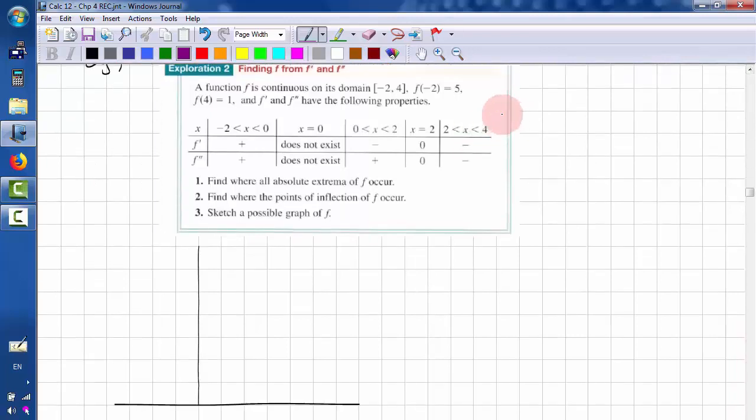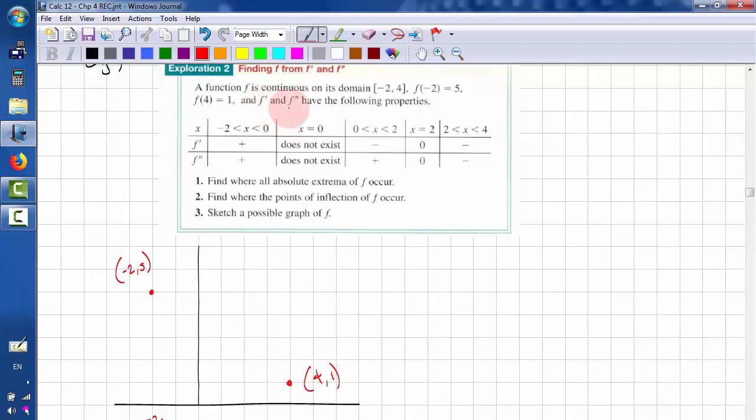Okay, here's another type of question. You're supposed to find f from the first derivative and the second derivative. A function f is continuous on its domain, closed, -2 to 4. We're told that f of -2 equals 5, so we should plot that right away. F of -2 is 5. F of 4 equals 1.